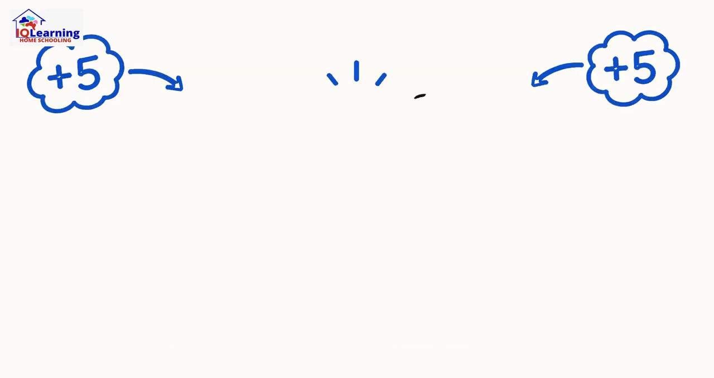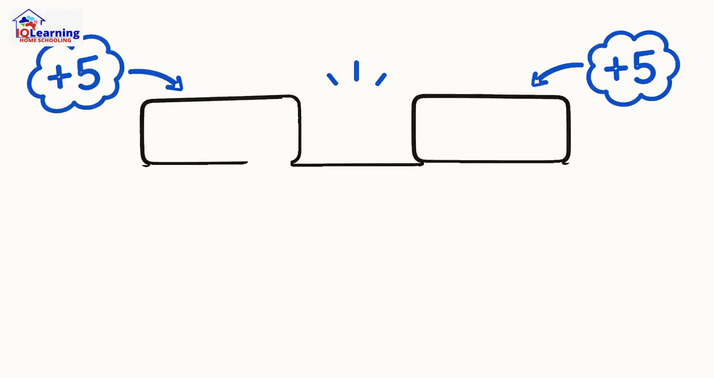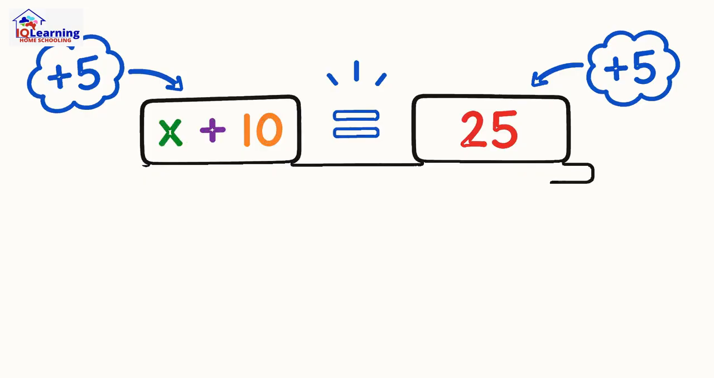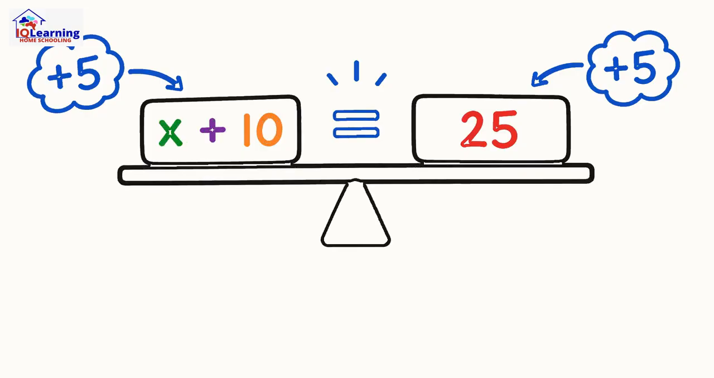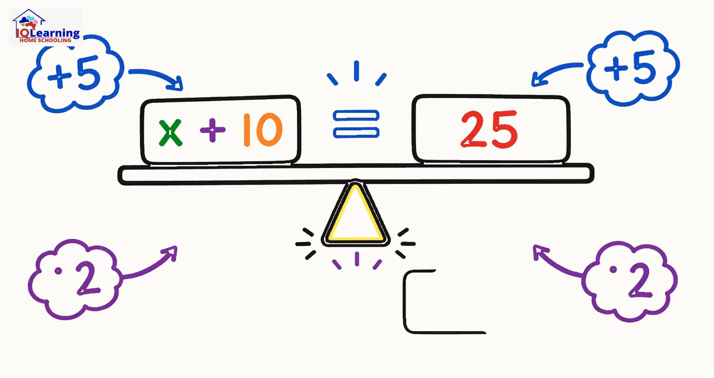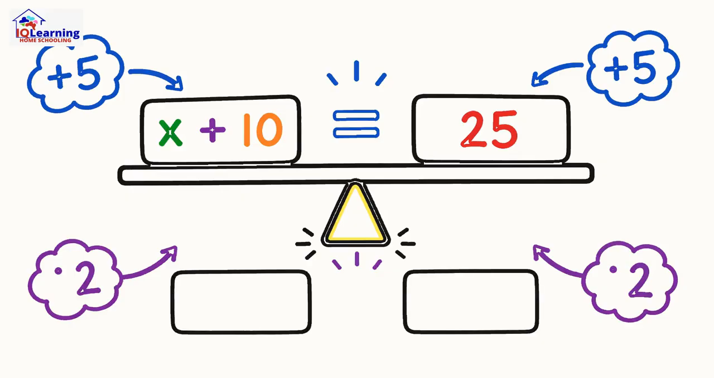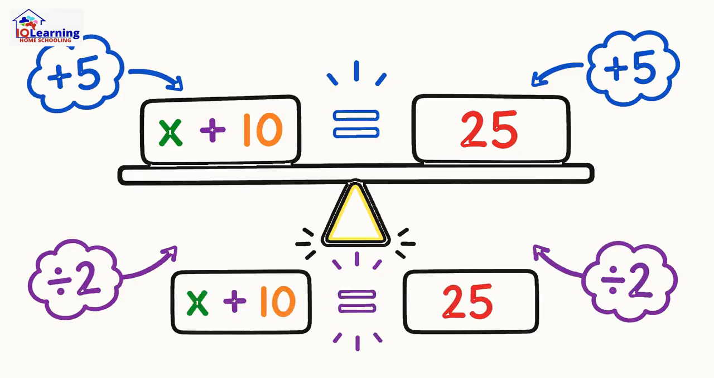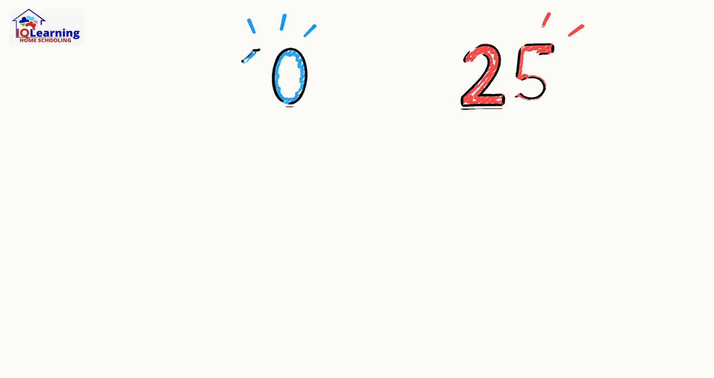The most powerful symbol here is the equal sign. It's the pivot point, and it has one golden rule. Whatever you do to one side of the equation, you must do to the other. Add 5 to the left, you must add 5 to the right. Divide the left by 2, you must divide the right by 2. This rule is non-negotiable.